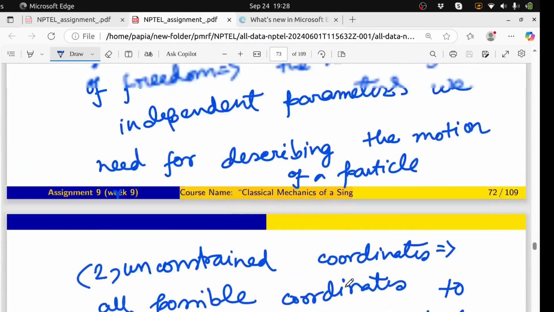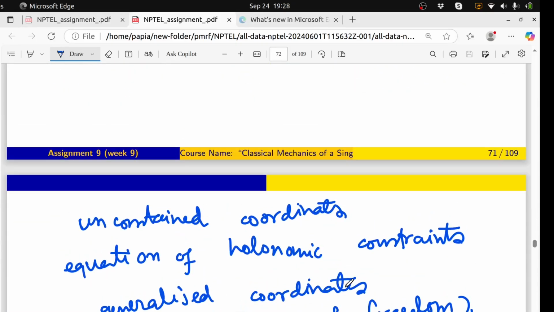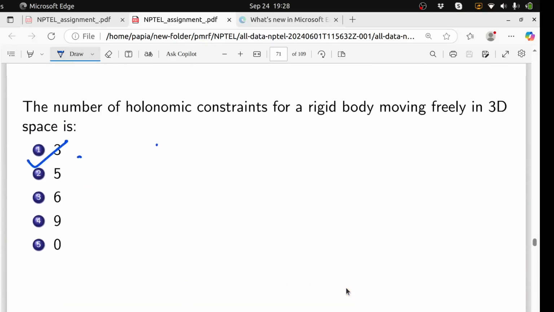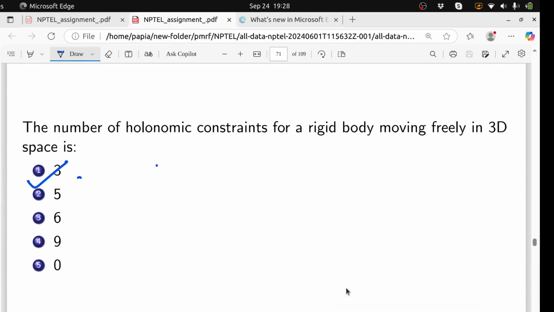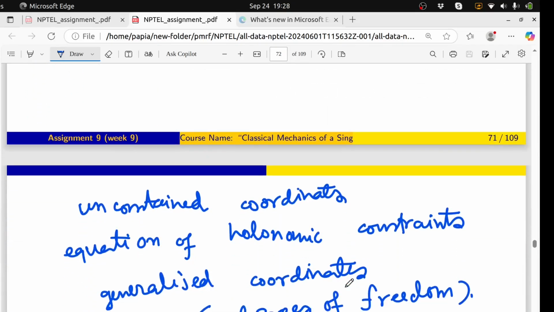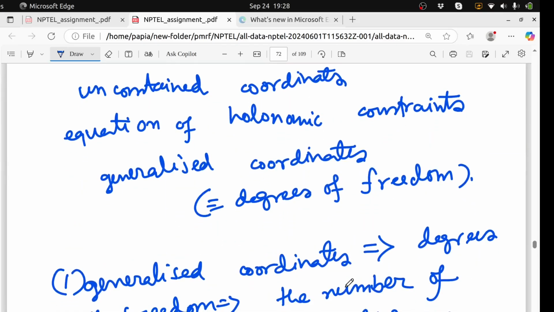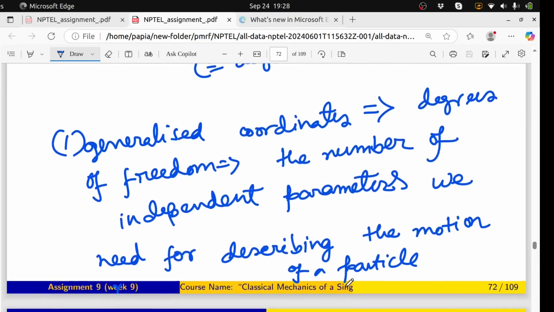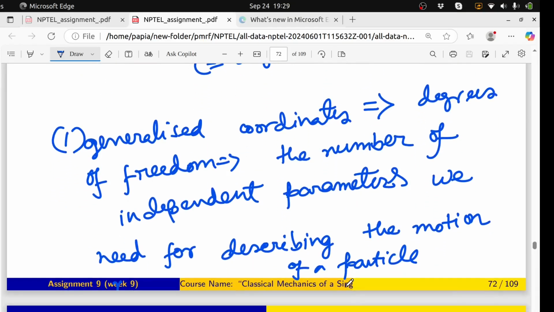Okay, now coming to answering the question. They are asking the number of holonomic constraints for a rigid body in 3D space. To know the number of holonomic constraints, we need to know the number of unconstrained coordinates as well as the number of degrees of freedom. First of all, generalized coordinates are exactly similar to the degrees of freedom: the number of independent parameters we need for describing the motion of a particle.